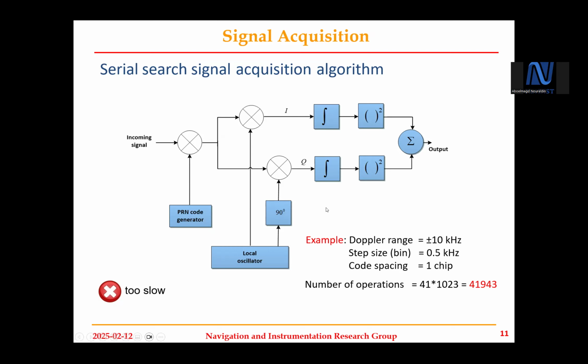So what's the problem with this? If the signal is present, we will find it for sure. However, it is too slow. As you will see here, this is the number of iterations or search processes we will do in this example: 41,943 iterations, if we go from the low end to the high end of the search space, and it's 2D, so that's a lot of time.